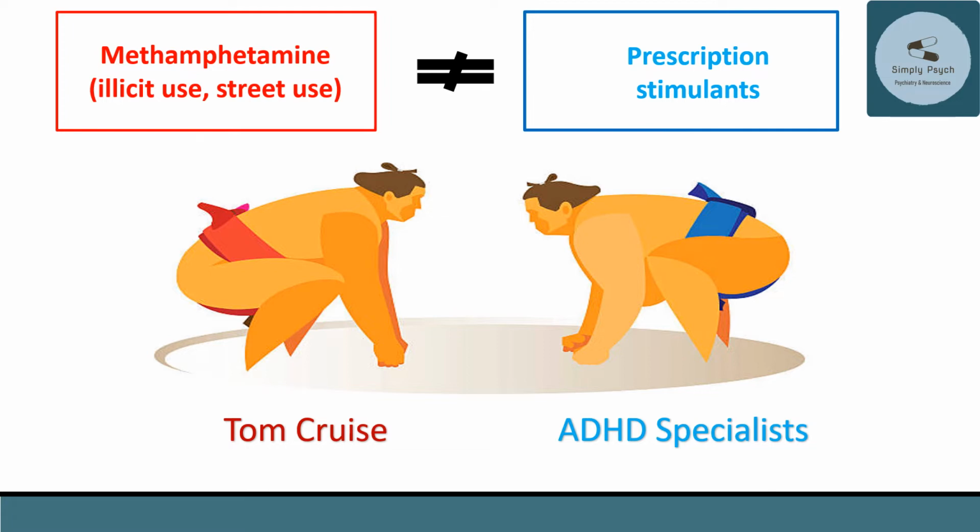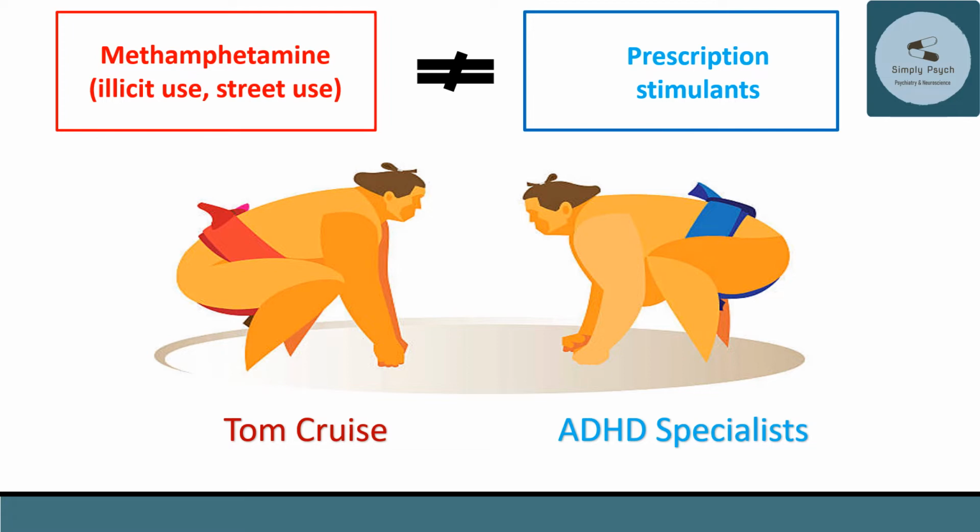Oftentimes when you're using methamphetamine on the street, it's laced with adulterants, all kinds of adulterants, organic solvents, things that are very toxic to your brain and to your body. And so that's one thing that's a huge difference between street methamphetamine and prescription stimulants.